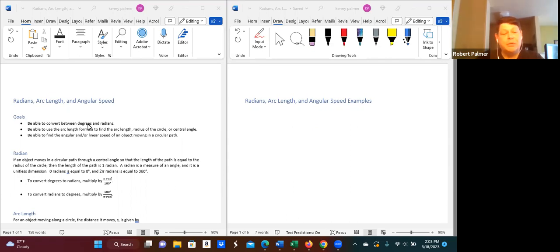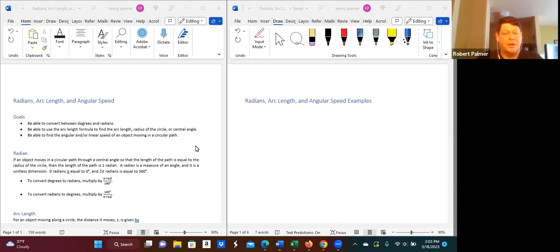Our goals: first, we'll learn about what radians are and be able to convert between degrees and radians. We'll be able to use what's called the arc length formula to find the arc length or radius of a circle under a central angle, depending on what we're given, and also be able to find the angular and/or linear speed of an object moving in a circular path. We'll explain each of those.